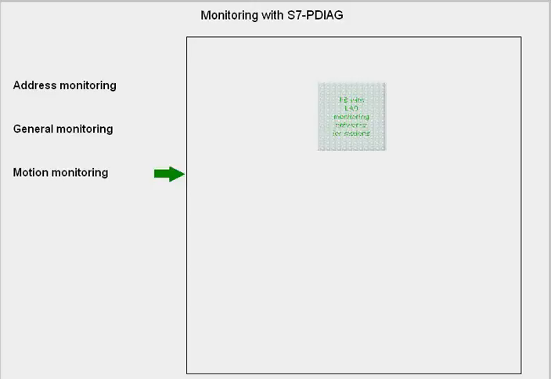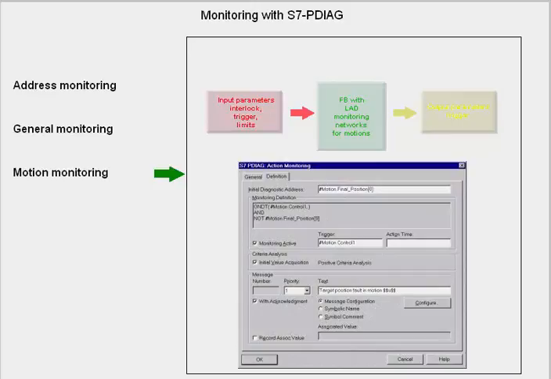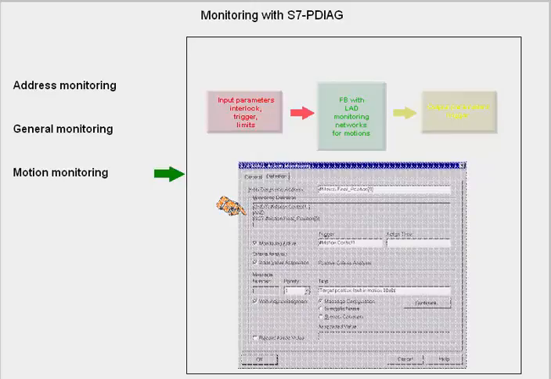With S7-P-Diag functions, a block is supplied with standardized monitoring networks, and it has to be linked via parameters with the application-specific addresses. It already contains the necessary initial diagnostic addresses and data structures, on which the configuration masks of the different movement monitoring types are set. All you have to do is assign the parameters to the marked initial diagnostic addresses using the configuration dialog provided. The monitoring logic is then generated by the system automatically for the motion monitoring concerned in each case.